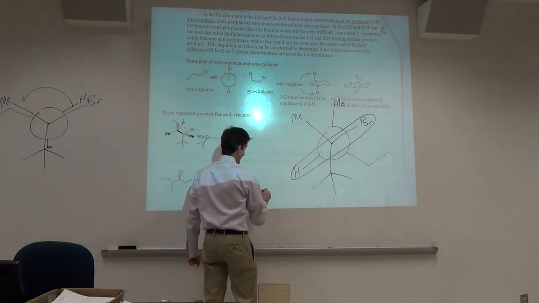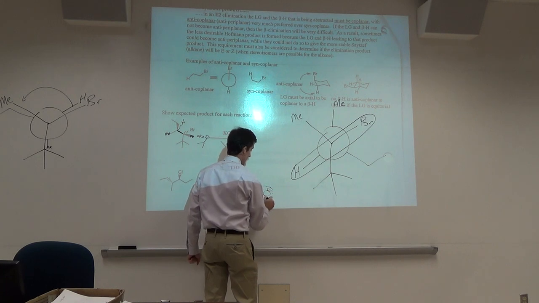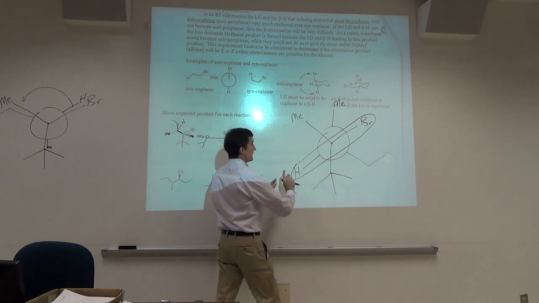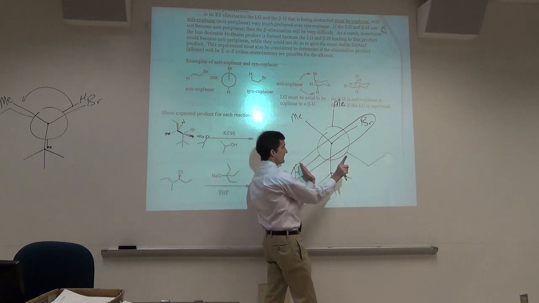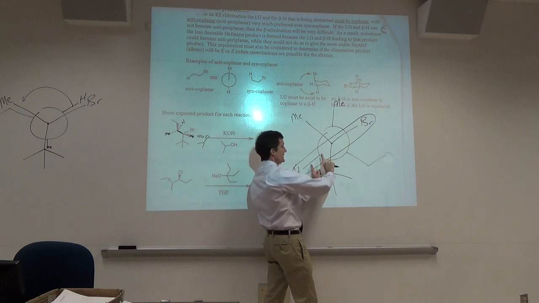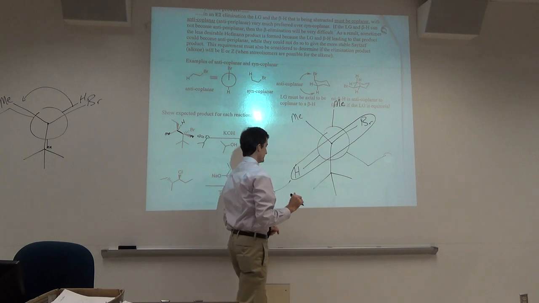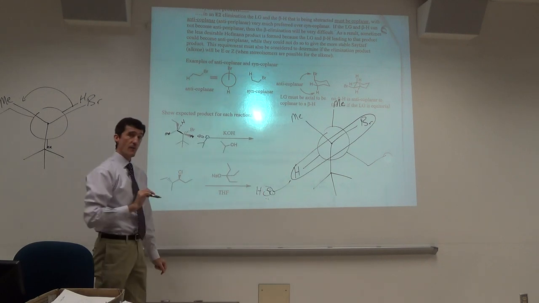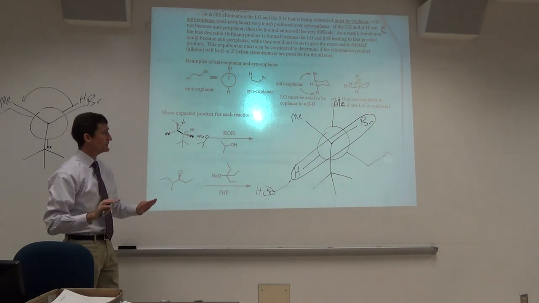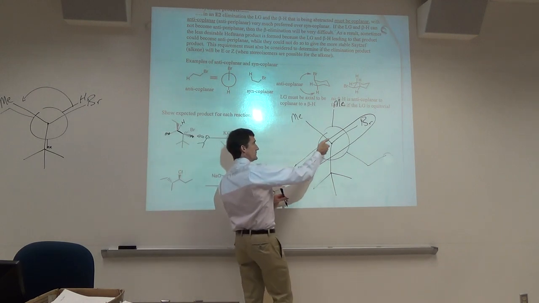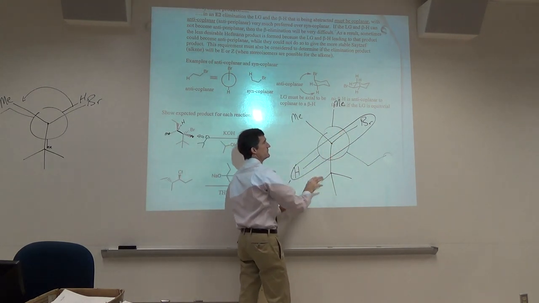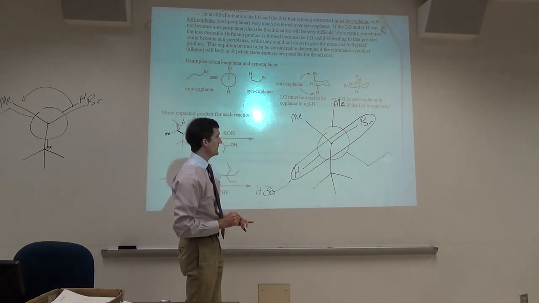The base takes the H, the electrons move in between the two carbons. We can't see that here. Move in between the two carbons and kick that off. All that's concerted. And when that takes place, the double bond is just put in between the two carbons. You can't see them. But here's the take-home.